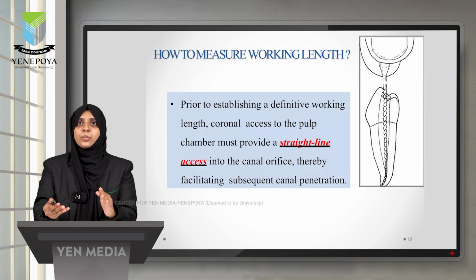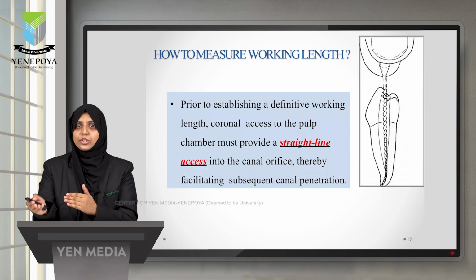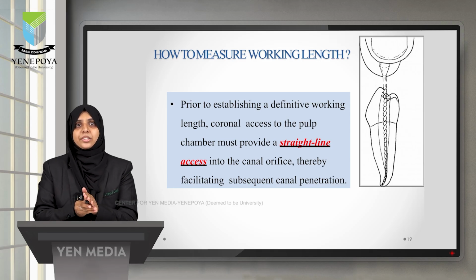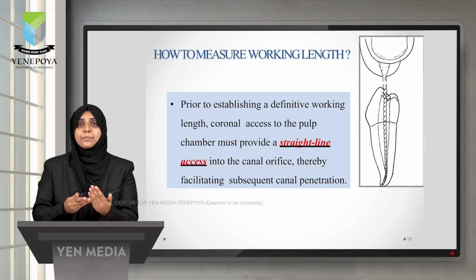So before we start with the working length determination, the first step was the access cavity preparation. At this step we should make sure that we will have a proper coronal access to the pulp chamber, which will provide a straight line access into the canal orifice, and this will facilitate subsequent canal preparation, and a proper obturation would be possible.